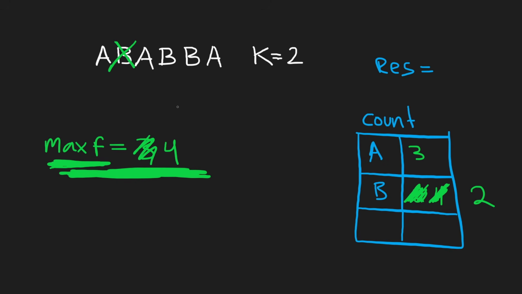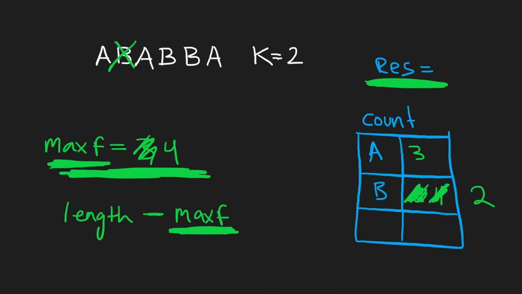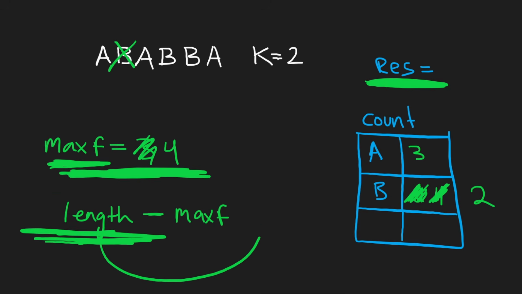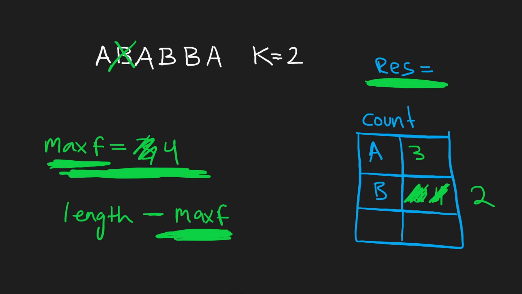But the main idea is this. The result is only going to be maximized as we find a new max frequency, right? Because remember what we were doing: we were taking the length of the window subtracted by the max frequency, whatever the most occurring character was, and we wanted to minimize this. So basically we want the length to be maximized because that's what our result is going to be set to. Therefore, we also want the max frequency to be maximized because we want to ensure that this is less than or equal to K, and K is going to be a constant.